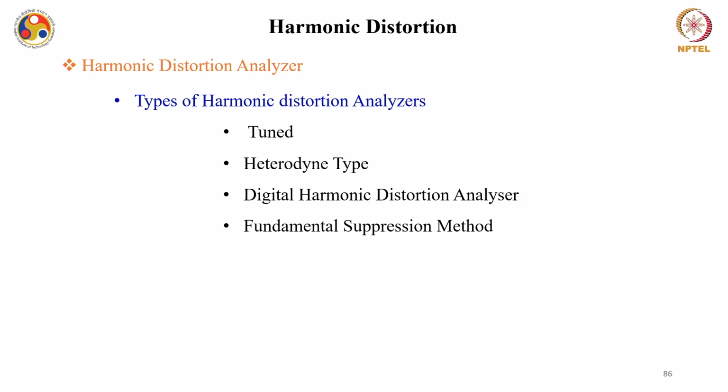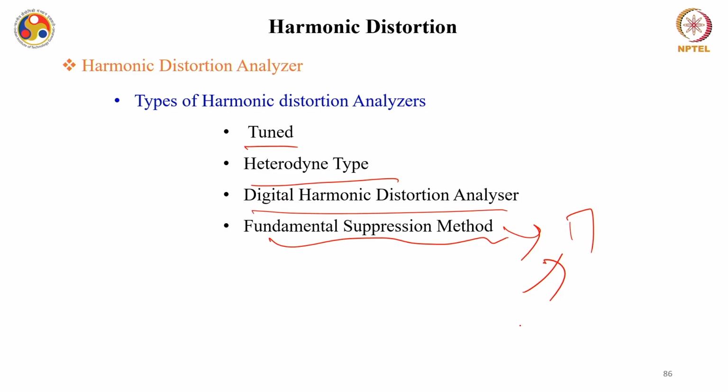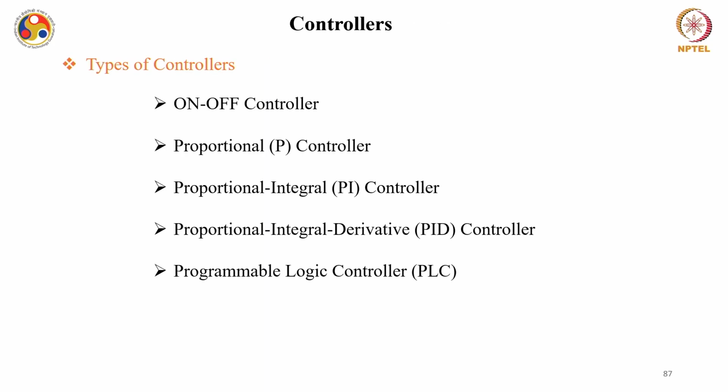Then we also talked about harmonic distortion analyzers, and we have seen that four different types are there: a tuned harmonic distortion analyzer, a heterodyne type, and a digital harmonic distortion analyzer. But the fundamental suppression method is very popular, where we used a notch filter to separate out the fundamental frequency component from the harmonics, and then the harmonics were transmitted. We have seen that it can be operated manually as well as automatically.